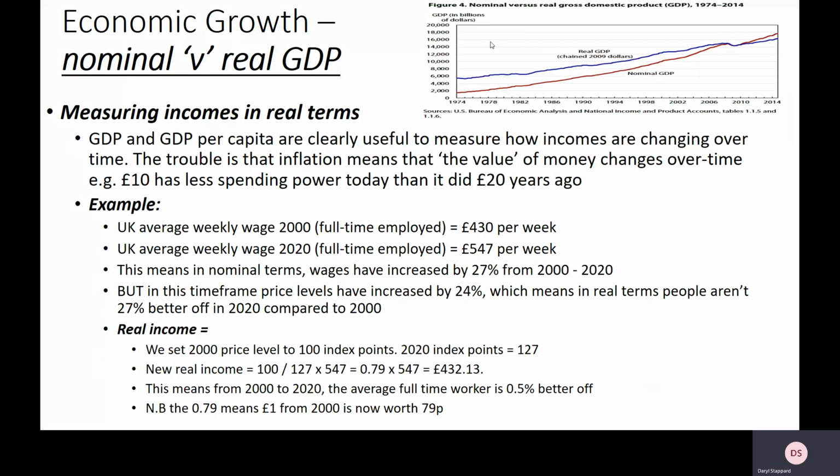Right, now you've got here a numerical example looking at how we measure real incomes against nominal incomes.